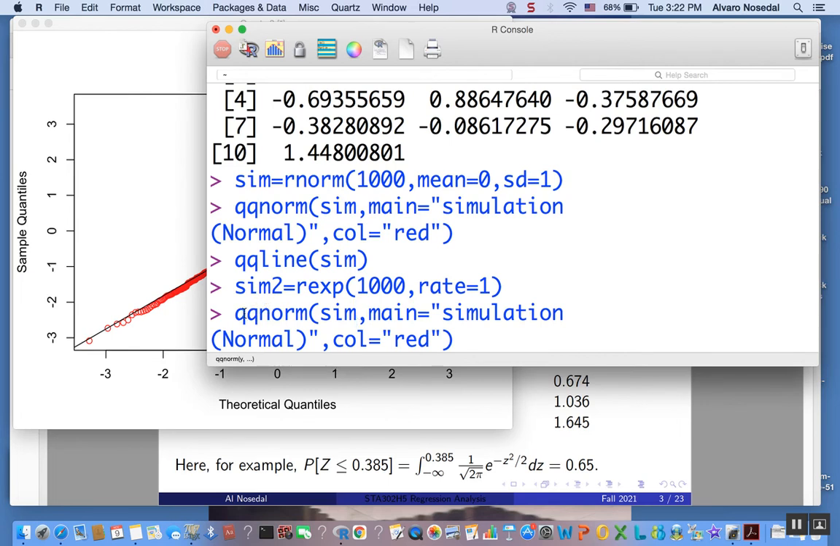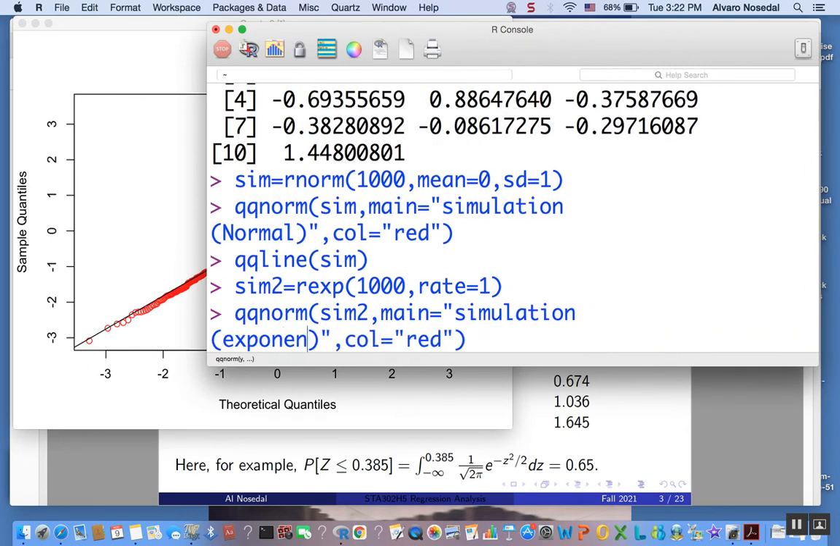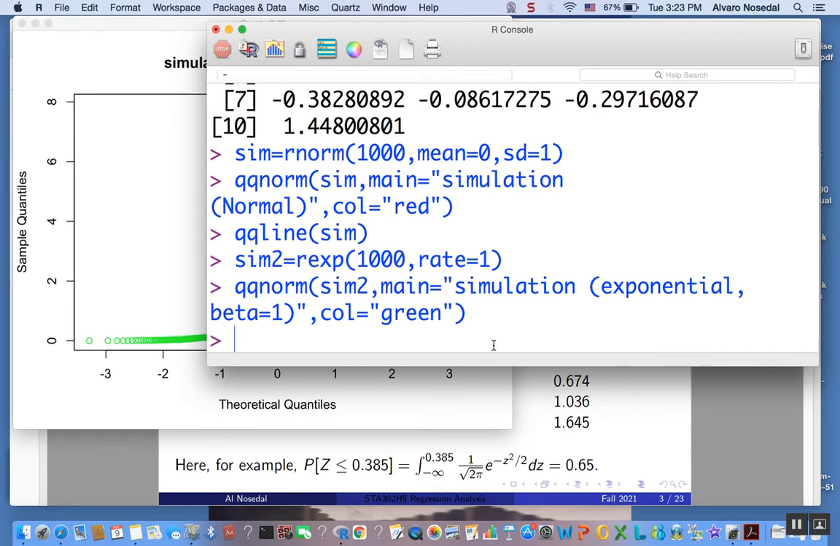And we are using QQ norm because we want to see whether or not it is reasonable to assume that these guys come from a normal. So that's my second simulation, sim2. Now the simulation comes from an exponential, so let me remind us that it is exponential and beta is 1. Let me use a different color. How about green? Now let me add that line.